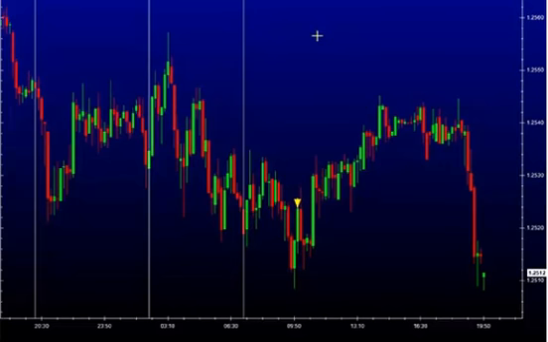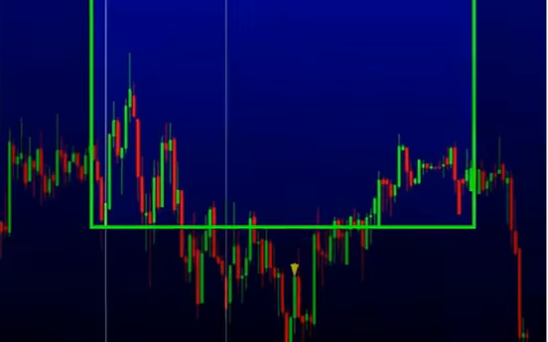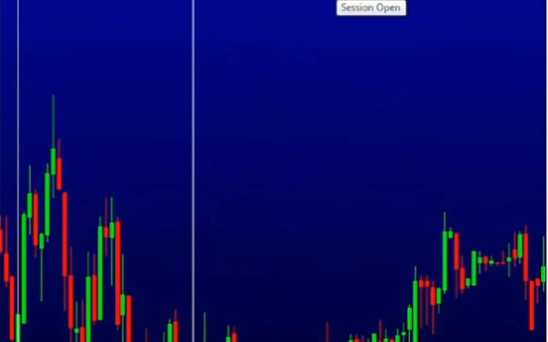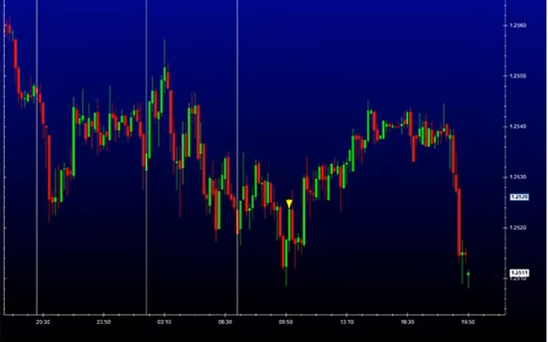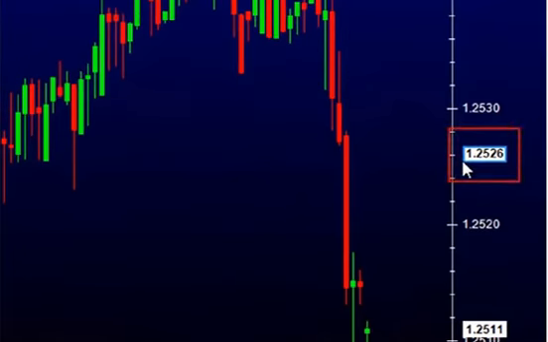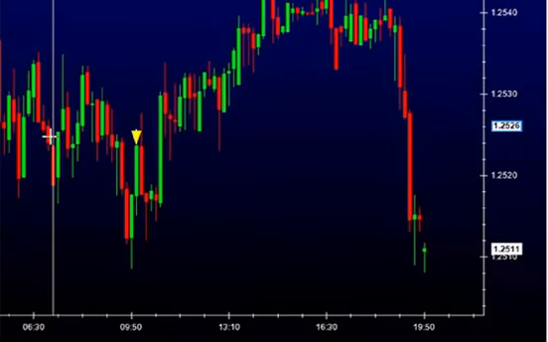Next, on the left hand side, we have session open. This is a very important part of our education, very important part of our charting software. The session open, as you can see on the right hand side of your screen, you have a blue square which is reading the price of 125.26. This will give you the open price for the new session that you're trading.